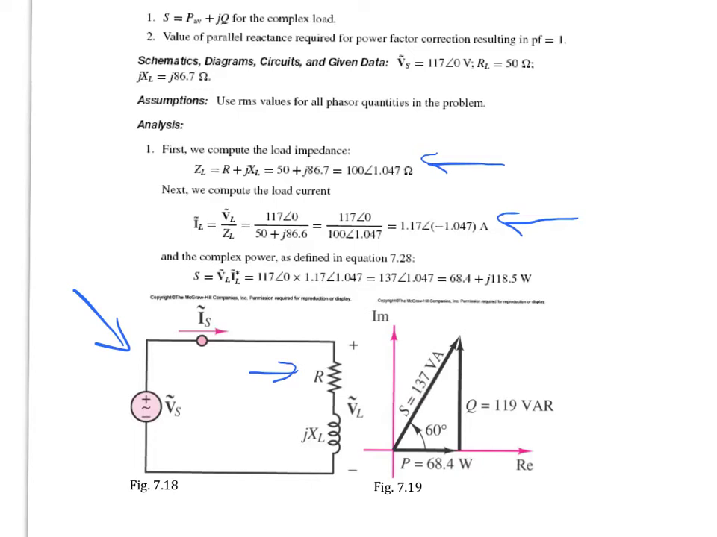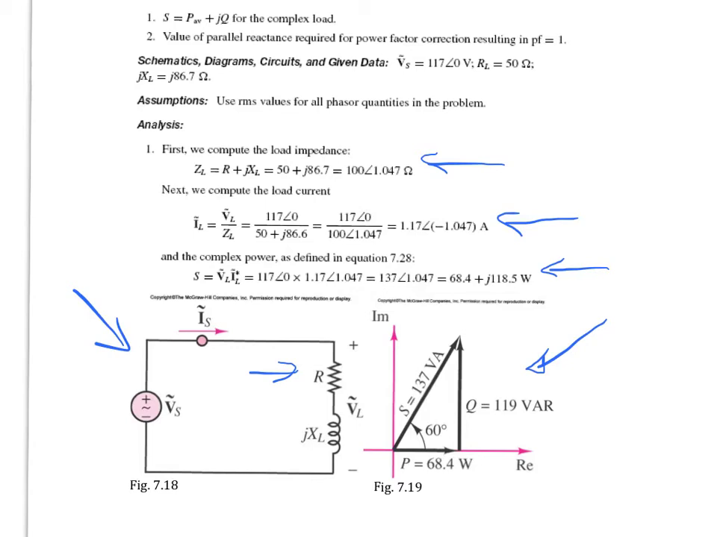We then find the complex power, which is the product of the RMS voltage times the complex conjugate of the RMS current. And we see that it, as expected, is complex. That's illustrated in our diagram down here. So we have 68.4 watts of real power, and then 119 VAR.